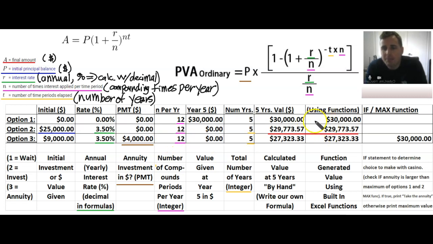So I am able to show using either calculations by hand, that is these two, and just taking the $30,000 value, or by using Excel functions that are built in, that option 1 is indeed the best. So let's see what this looks like using Excel.